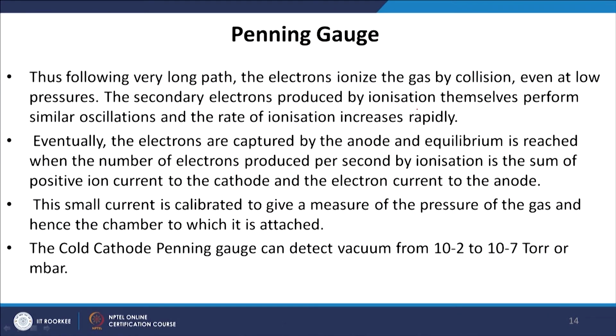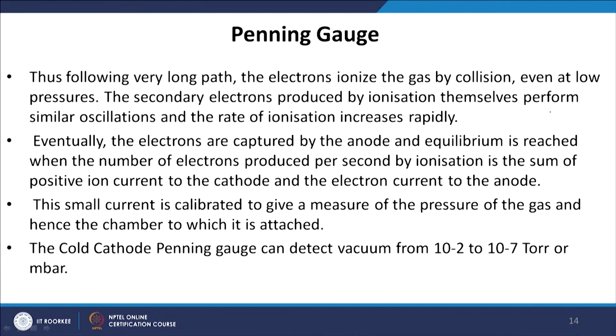So, even at low pressure, the secondary electrons produced by ionization themselves perform similar oscillations, and the rate of ionization increases rapidly. As the electron stays in the system for more and more time, it will ionize the gas molecules. Once it ionizes the gas molecule, it will produce secondary electrons, and these secondary electrons will also contribute to the ionization current. So, the ionization current as a whole increases. That is what we said, that by putting in the magnetic field we increase the ionization current, right.